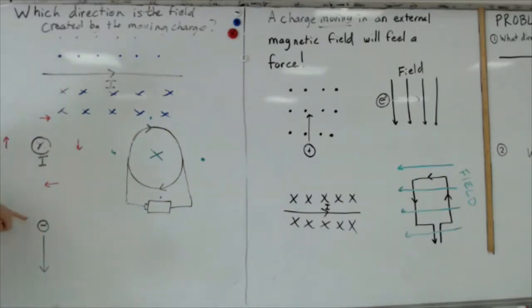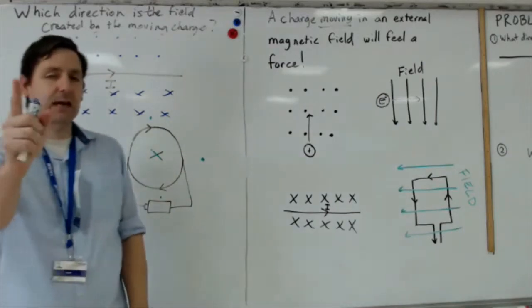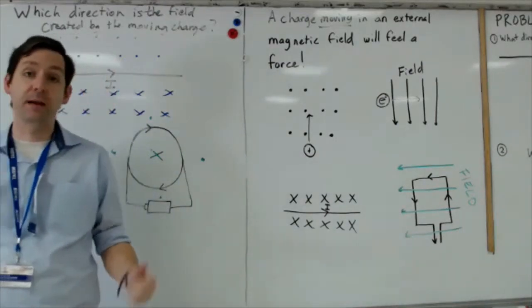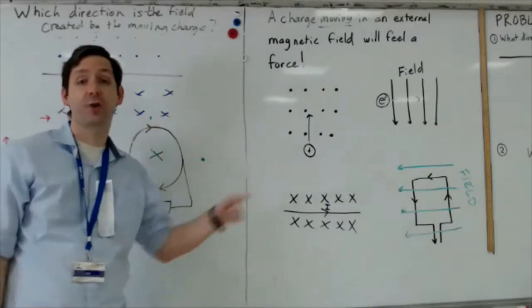We've got a negative particle here. The negative particle is moving down. So what will its magnetic field look like? Because it's a negative, I'm going to use my left hand. Secondly, because it's moving in a straight line, I'm going to use the first right-hand rule.